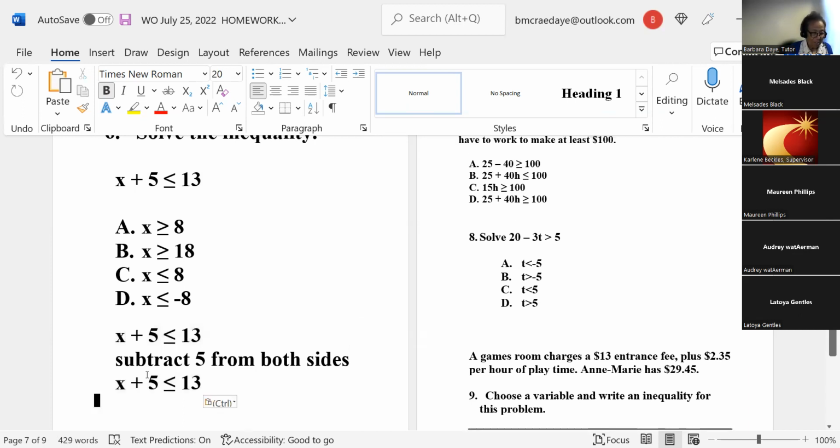What do you get, Maureen? I get A for my answer. Yeah, A, number 6? Uh-huh. You got 8, but that's a less than. You're changing your inequality sign? Yes. Okay, subtract 5 from both sides. That is the one that is less than. So when you subtract 5 from 13 you get 8, and 8 is greater than X.